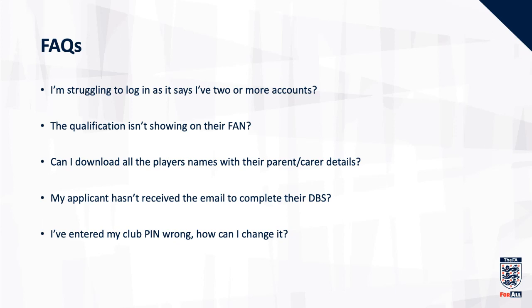And finally, I've entered my club PIN wrong when trying to set up my DBS checks through Whole Game System. How can I change it? Nice and simple. Just get in contact with your county and they can update that on your behalf. As I mentioned earlier, once you put it in the first time, it does lock it in, because it should then never change and you never have to keep inputting it. It's trying to save you time. But we are aware sometimes typos can happen. If that is the case, get in contact with the county and we'll make that change as quickly as possible.